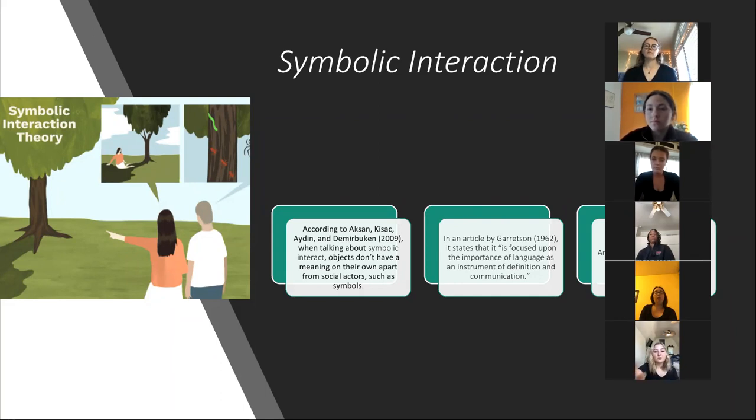In an article by Garrettson in 1962, though it's outdated, it states a good description of symbolic interaction theory, stating it's focused upon the importance of language as an instrument of definition and communication. Then he states people are seen as responding not directly to a resistant outer reality, but to meanings of objects.